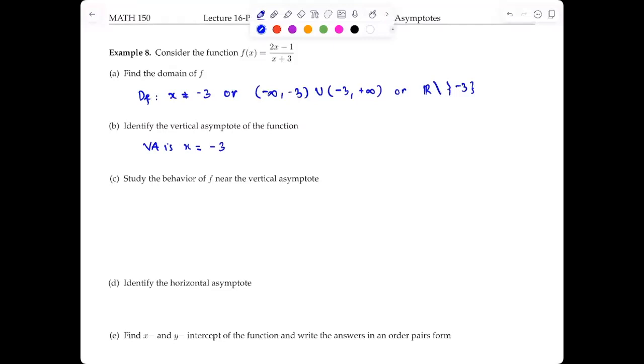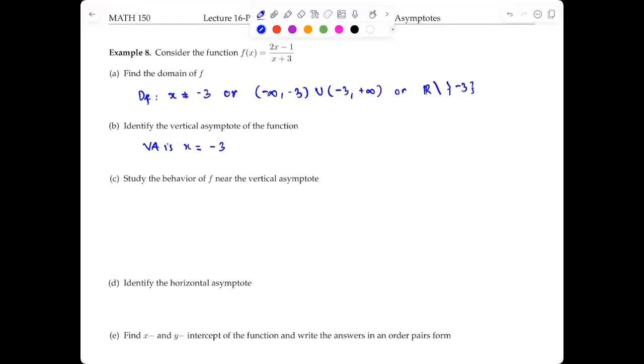So you have the vertical asymptote x equal to -3. There are two situations that you need to follow: as x approaches -3 from the left, what happens to the function? And as x approaches -3 from the right, what happens to the function? When you do this kind of problem, you don't need to calculate the exact value. You just need to look at the sign of the numerator and the sign of the denominator. It tells you a lot of information already.